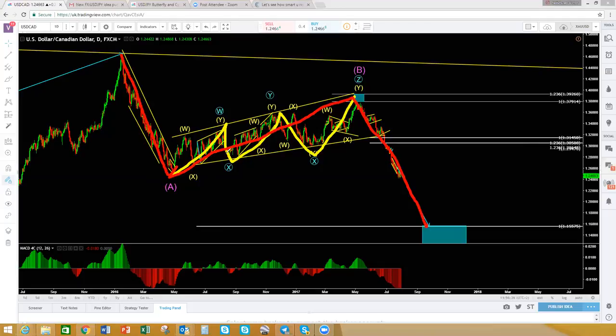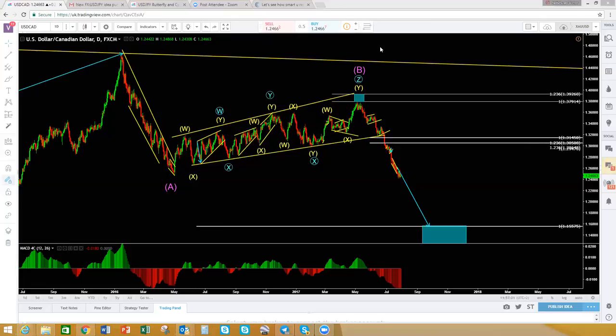What did we say about the zigzag? We said this swing must be equal to this one. This is why I'm expecting my target to be around 1.55, about 1,000 pips more on top of the 1,300 that I'm already trading here. So this is how you trade with confidence. When you know what you're doing, then you'll be confident. You will not trade with emotions.